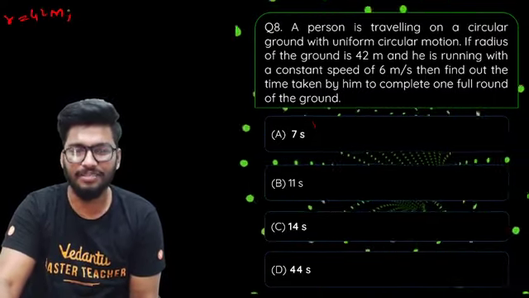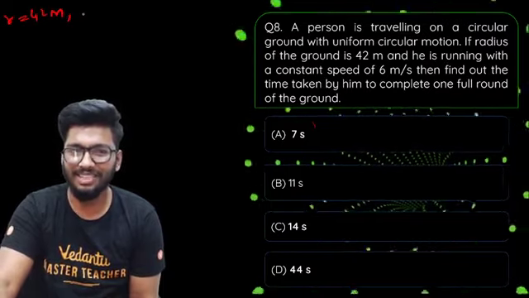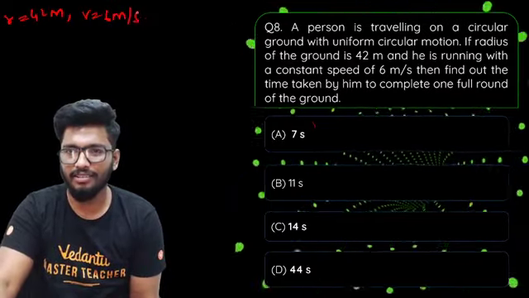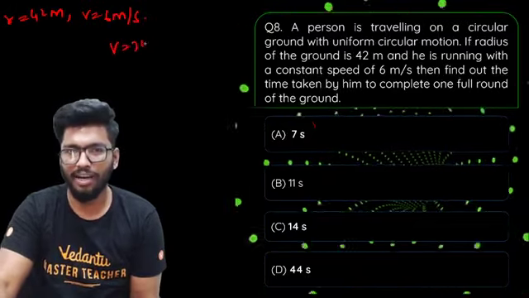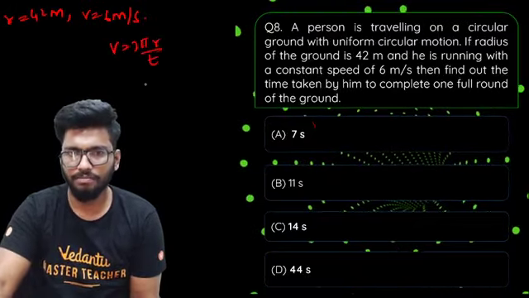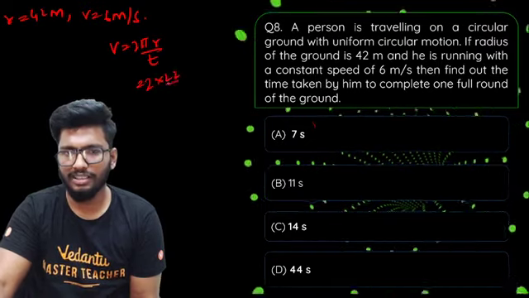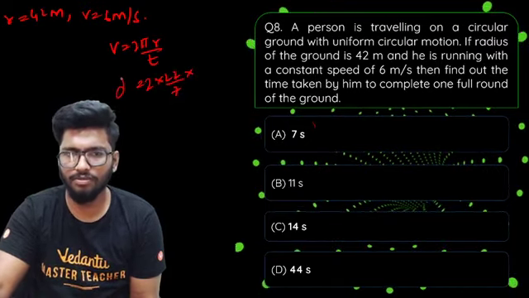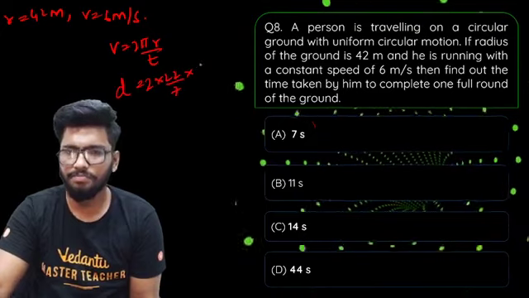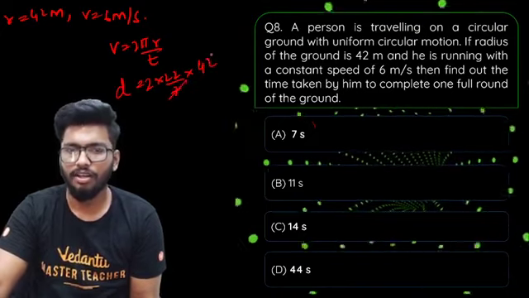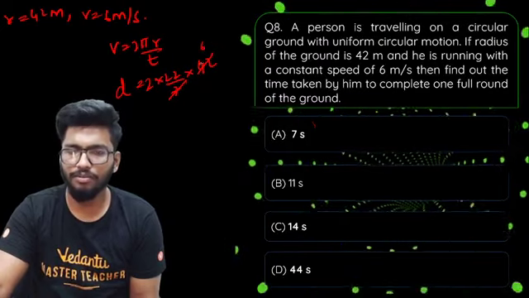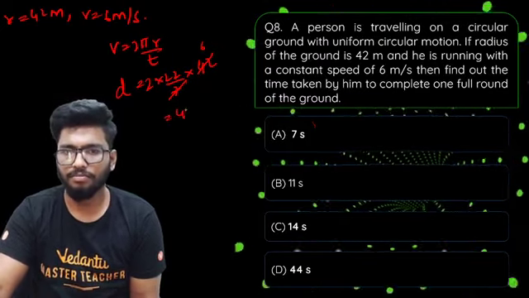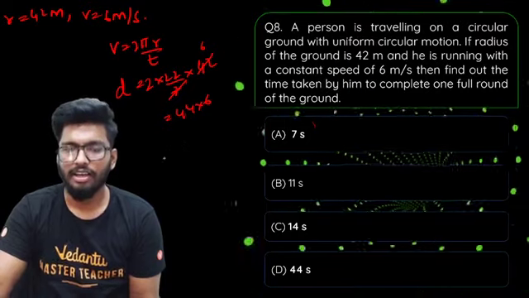Anyways, the radius is given as 42 meters. Speed is given as 6 meters per second. Find out what is the time taken, right? So v is equal to 2 pi r by t. 2 into 22 by 7. So first, let's find out the distance, alright? 2 into 22 by 7 into 42 gives 44 into 6.